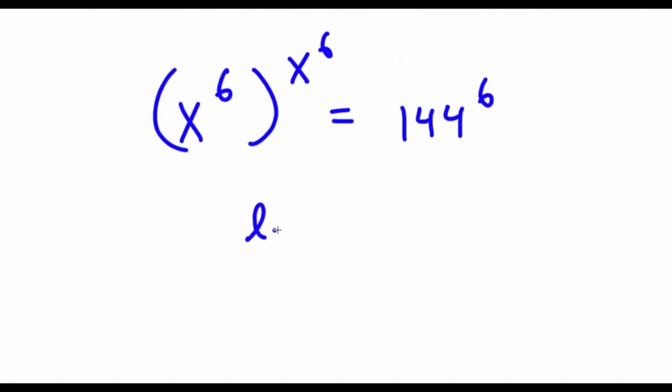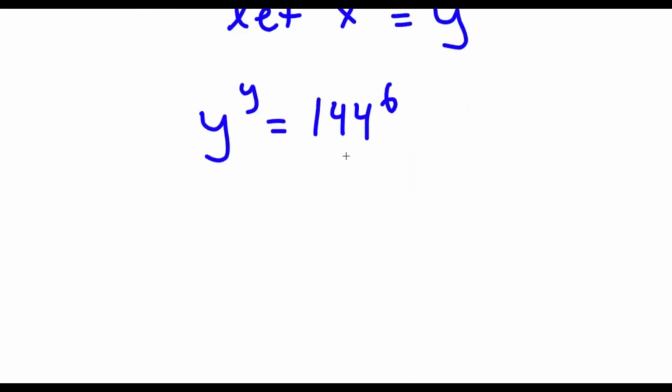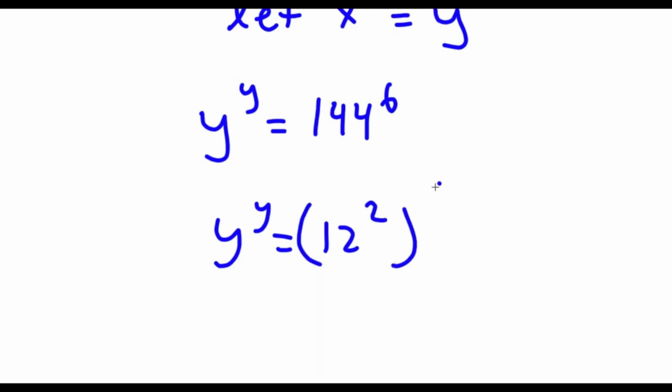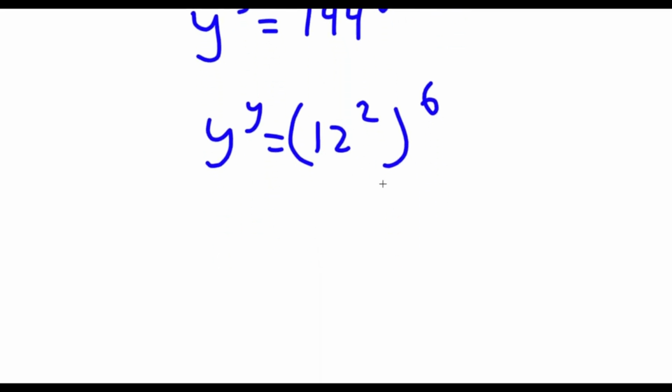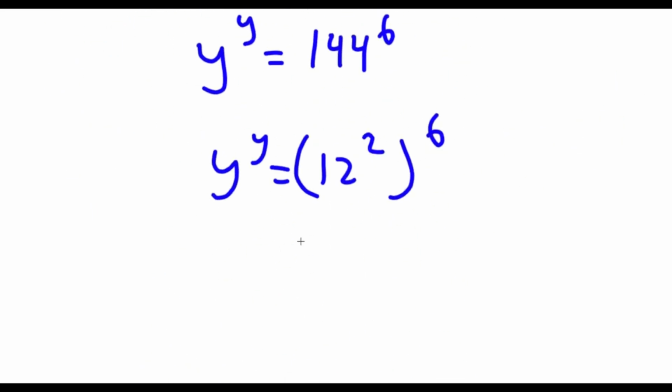Now I'm going to let x to the power of 6 equal the variable y. So now I have y to the power of y is equal to 144 to the power of 6. Now 144 is the same thing as 12 to the power of 2. So now I have 12 to the power of 2 to the power of 6. And remember, if I have something in the form a to the power of m to the power of n, this is equal to a to the power of m times n. So 2 times 6 is 12, so I have y to the power of y is equal to 12 to the power of 12.